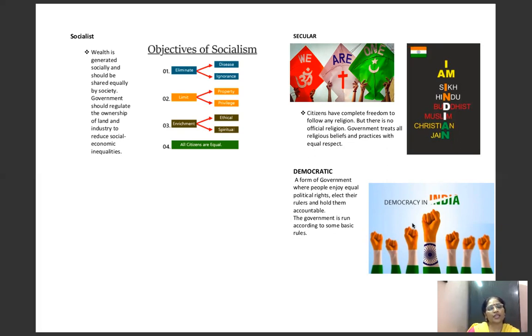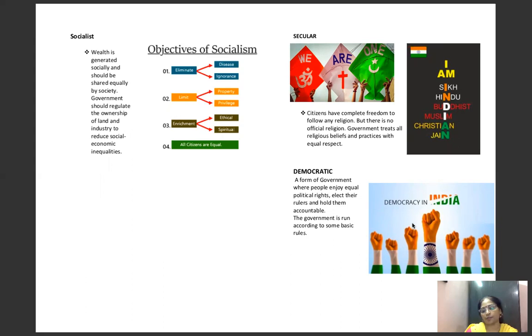Socialist, as we can see, means wealth is generated socially and should be shared equally by society. Government should regulate the ownership of land and industry to reduce social and economic inequalities. Yes, there should be equality, which means everybody, socially and economically, should be at the same level.